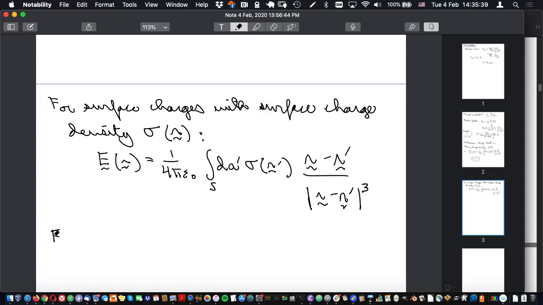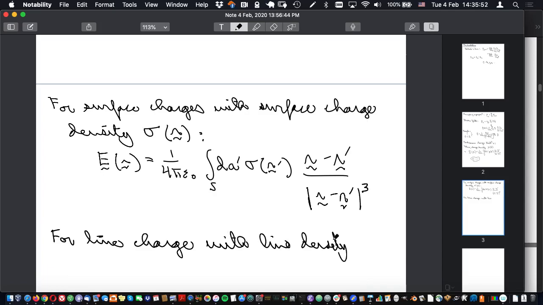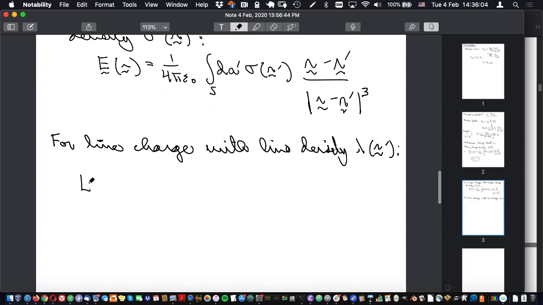And then finally, if I have line charges with a line density lambda of r prime, then my field at r is just now the integral over a certain path.